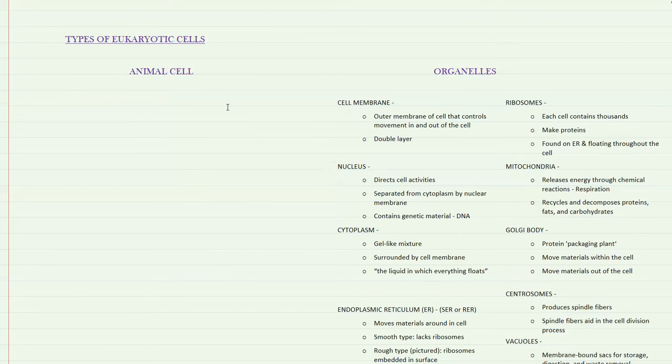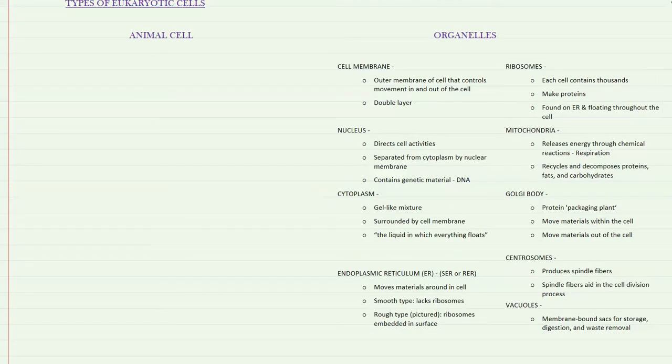So let's have a look. Two different types of eukaryotic cells. The first ones are animal cells, and the second ones we're going to look at will be plant cells. We'll start with animal cells because we are animals, so they seem a bit more interesting, I suppose.